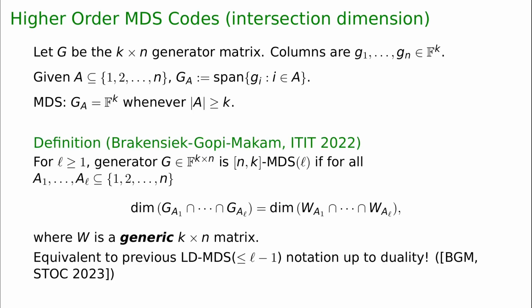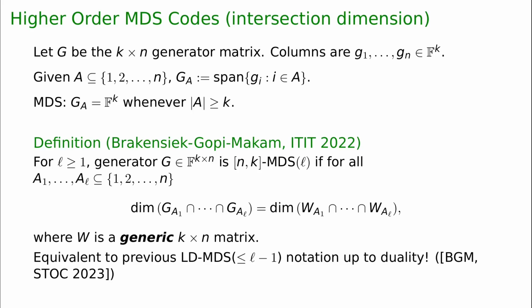Myself, Gopi, and Makam, building off of this, made a notion of higher order MDS codes. In particular, a code is MDS L if for any L subsets A1 through AL, the dimension of G A1 through G AL, when you intersect them, is equal to the dimension of W A1 intersect through W AL, where W is a generic matrix. You can think of a generic matrix as the entries of W being randomly sampled from a very large field.